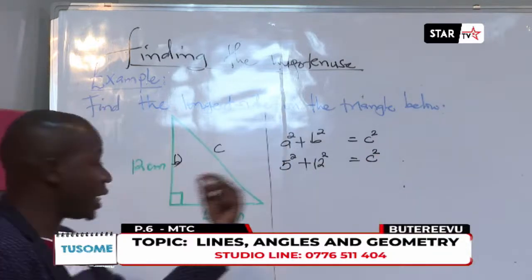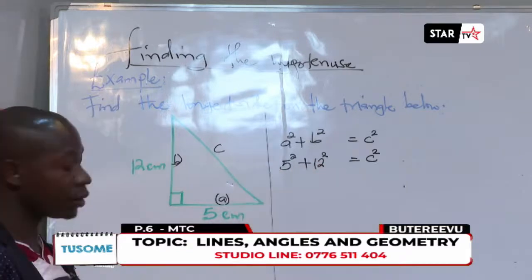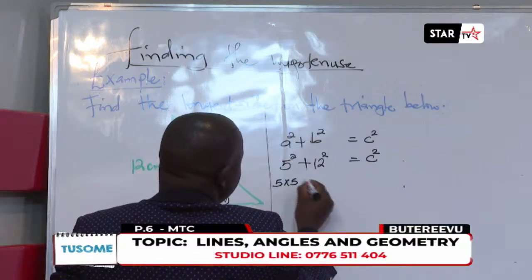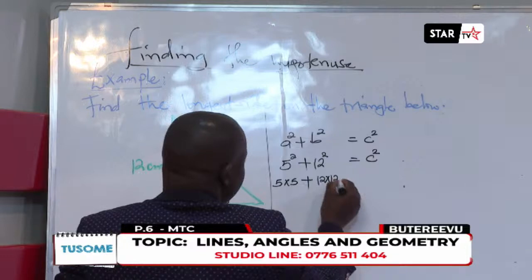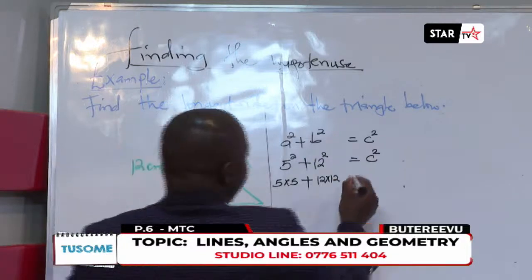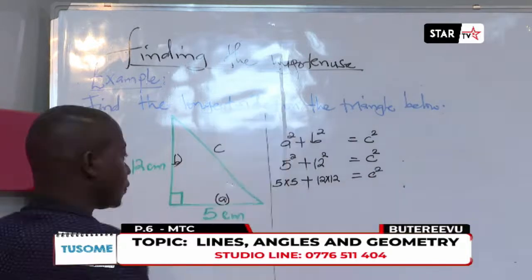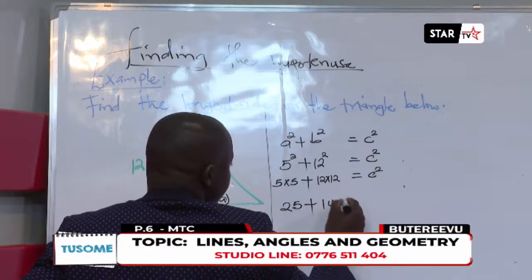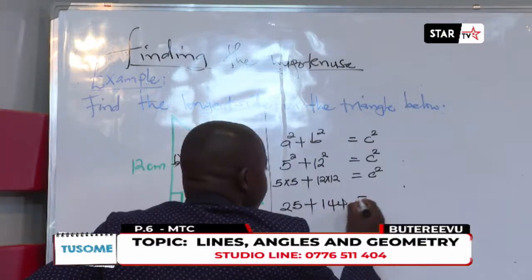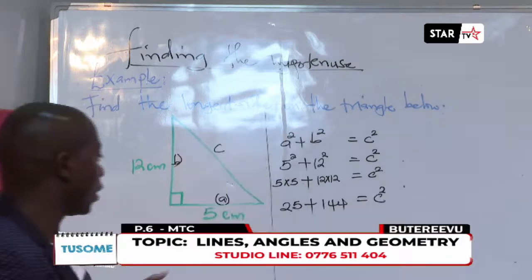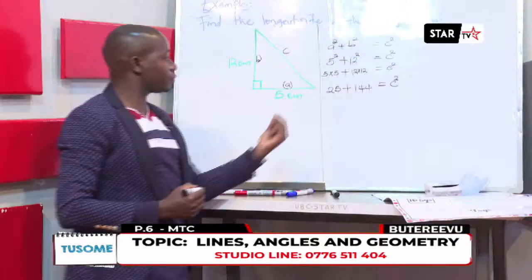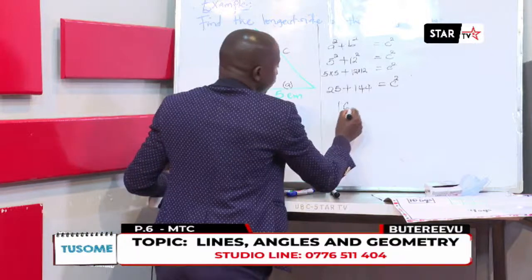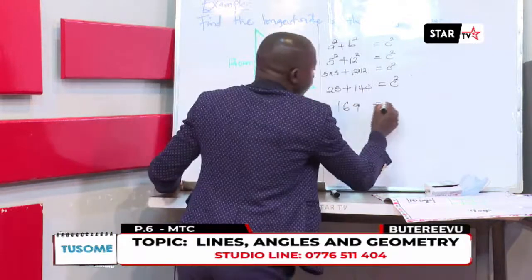But what does 5 squared mean? And what does 12 squared mean? 5 squared is the same as 5 times 5, added to 12 times 12, from 12 squared, is equal to C squared. There we have 25 plus 144, giving us C squared. Let us quickly get the sum of 144 and 25. Surely we get 169, equating it to C squared.